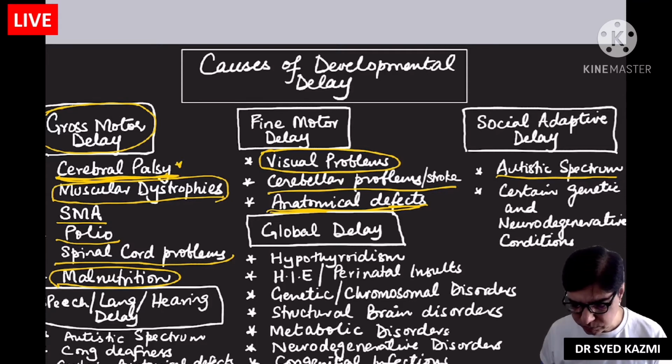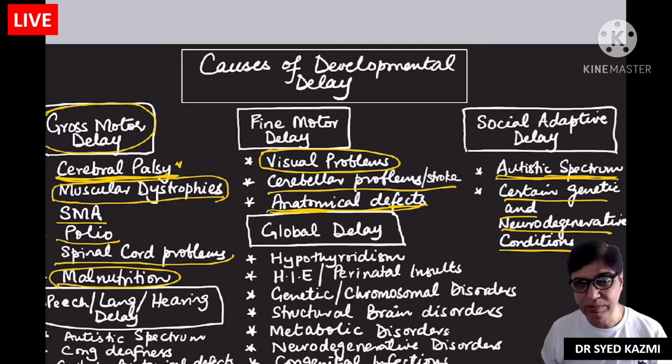So autistic spectrum disorders can give rise to problems in the social adaptive domain, and usually in Europe it's very common. So keep that in mind. Certain genetic and neurodegenerative conditions can also give problems in the social adaptive domain, for example in males, Fragile X syndrome. Children are autistic and they have problems in the social adaptive domain and can have intelligence impairment as well.